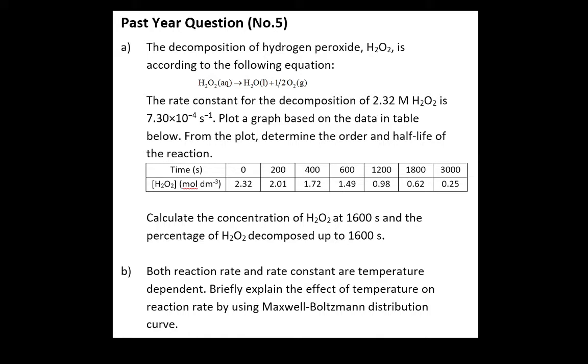Calculate the concentration of hydrogen peroxide at 1600 seconds and the percentage of hydrogen peroxide decomposed up to 1600 seconds. Question B. Both reaction rate and rate constant are temperature dependent. Briefly explain the effect of temperature on the reaction rate by using Maxwell-Boltzmann distribution curve.